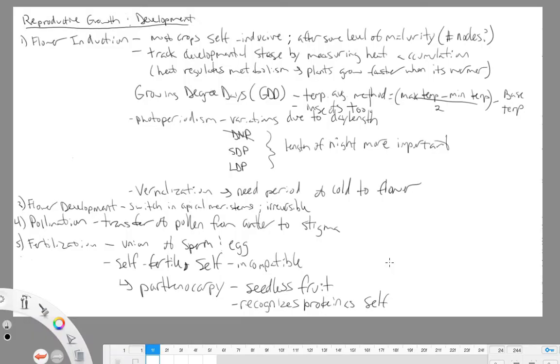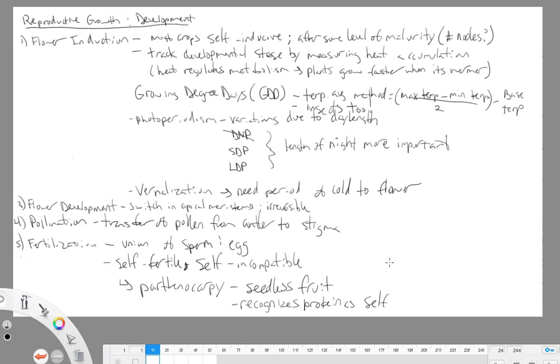Last lecture, we looked at reproductive growth and development, and we looked at a number of steps. We started with flower induction. We said that most of our agricultural crops are self-inducive, so they will flower after the plant reaches some level of maturity, and that could be the amount of nodes it has or some other factor. Now, we can better track the developmental stage of our plants by measuring the amount of heat that they have accumulated over time rather than looking at the number of days that they have existed since germination or since we planted them.